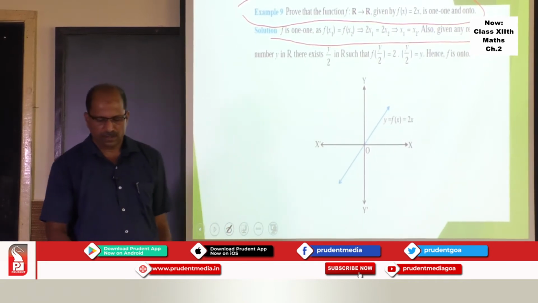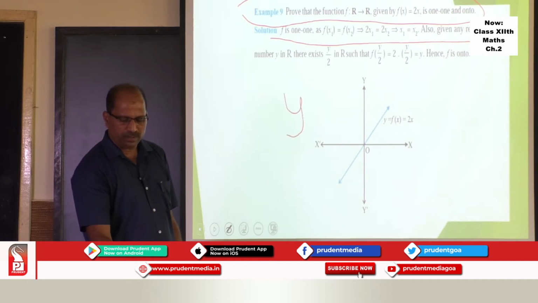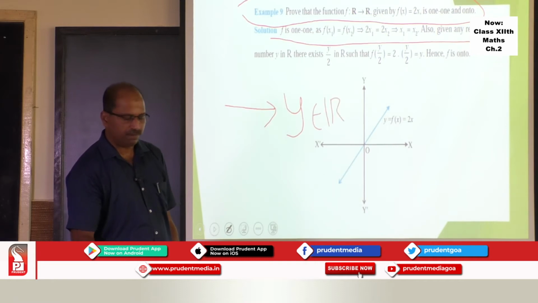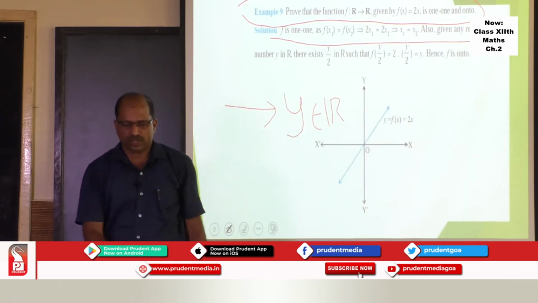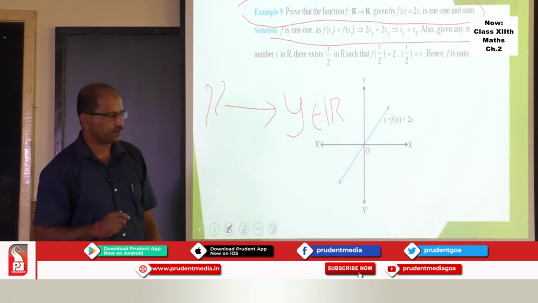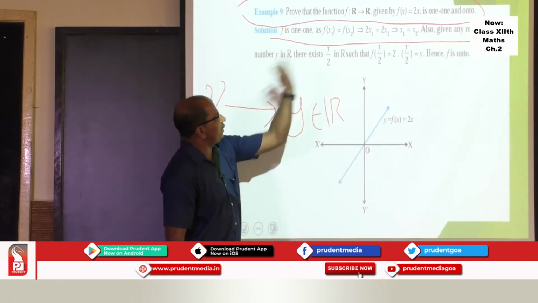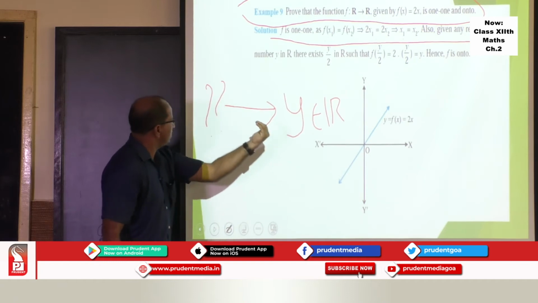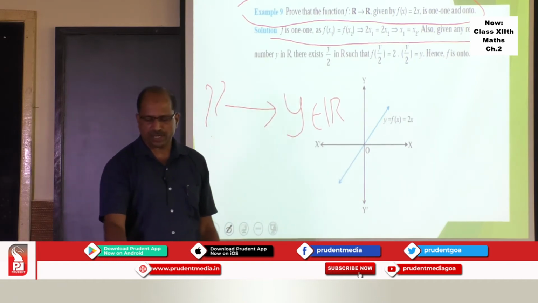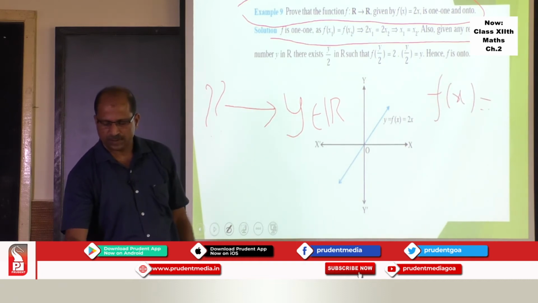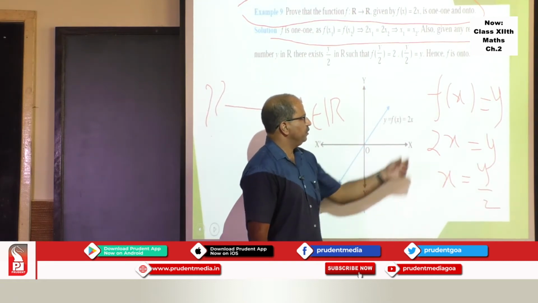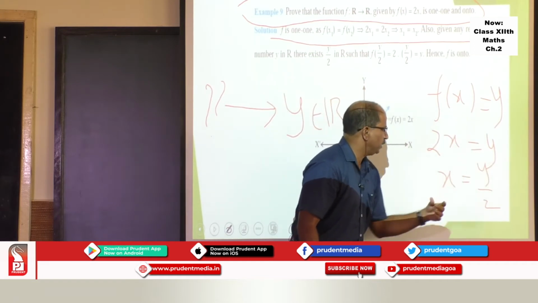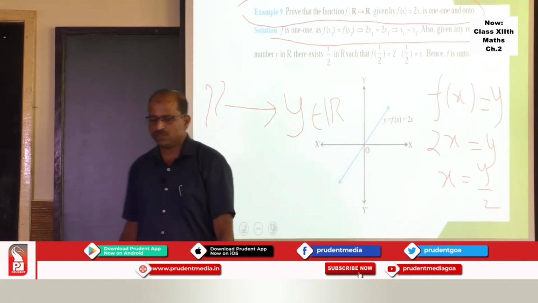Now, for onto, take any y in the real set. Which real set? Take any y in the real set, the codomain set here. Now, what is the pre-image for any y? If f of x is equal to y, then 2x is equal to y, and therefore, x is equal to y by 2. Here is the explanation: if f of x is equal to y, then 2x is equal to y, and therefore, x is equal to y upon 2.